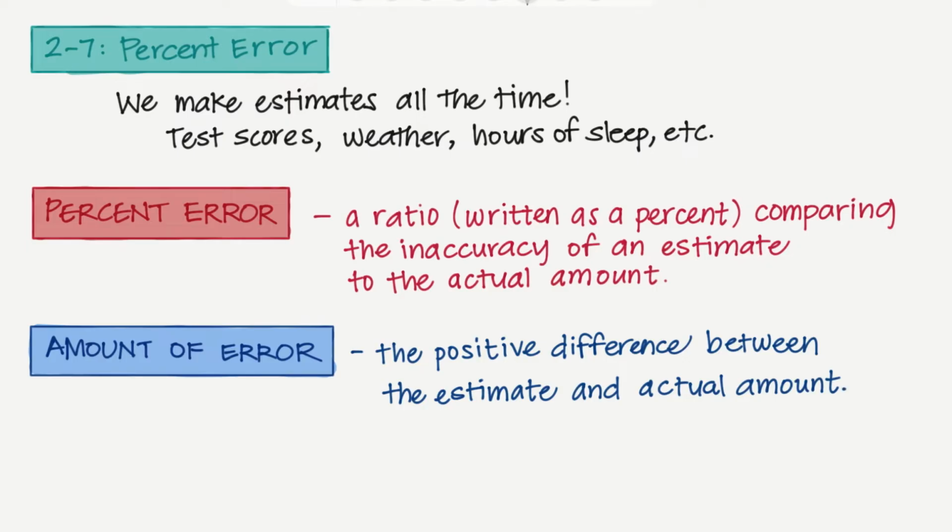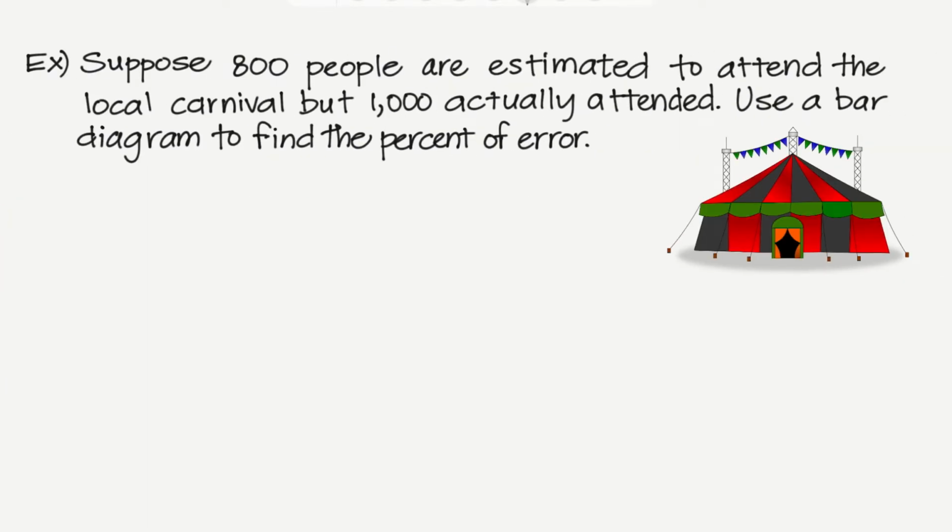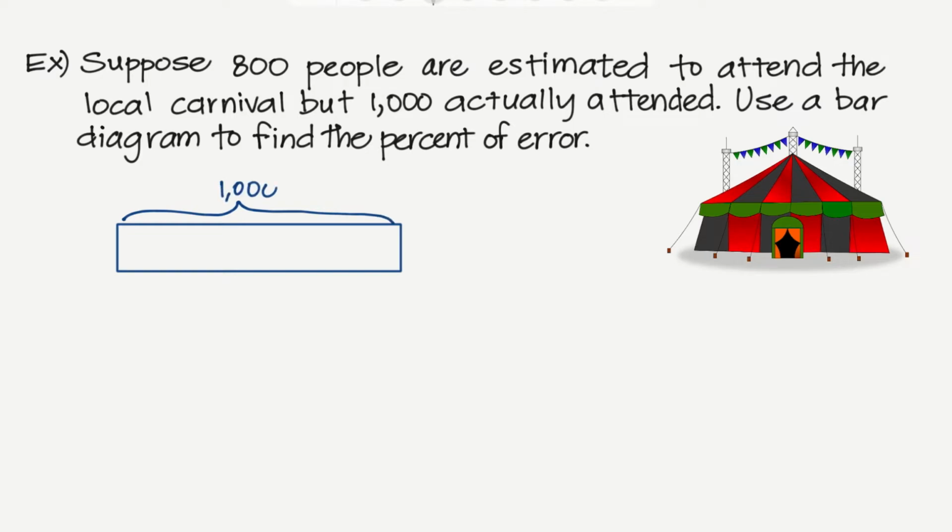So let's go ahead and do an example so I can show you what we're talking about. Suppose 800 people are estimated to attend the local carnival, but 1,000 actually attended. Use a bar diagram to find the percent error. So let's let this bar represent the 1,000 people that actually attended. And now I'm going to divide the bar up into even sections, specifically 5 even sections, because 800 and 1,000 are both divisible by 200, and 200 times 5 gives me the 1,000.